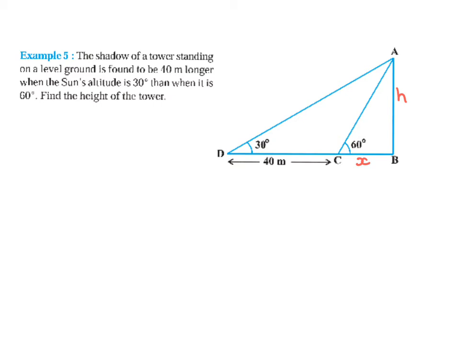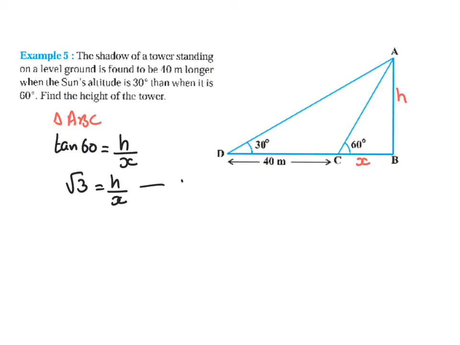So there are two triangles now, triangle ABC and triangle ABD. So let's consider triangle ABC now. In triangle ABC, the angle of elevation is 60 degrees. The side opposite to 60 is h, and this is the adjacent side. So opposite over adjacent, which ratio? Tan. So tan 60 is equal to opposite, which is h, over adjacent, which is x. What is tan 60? It is root 3. So root 3 is equal to h over x.